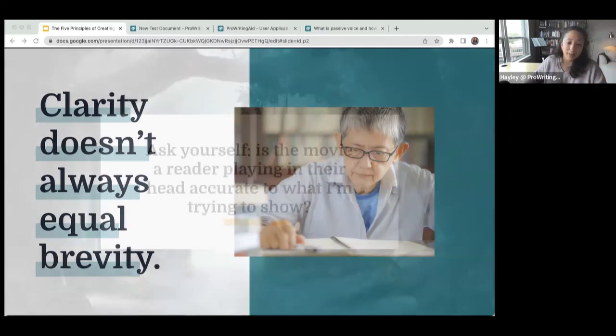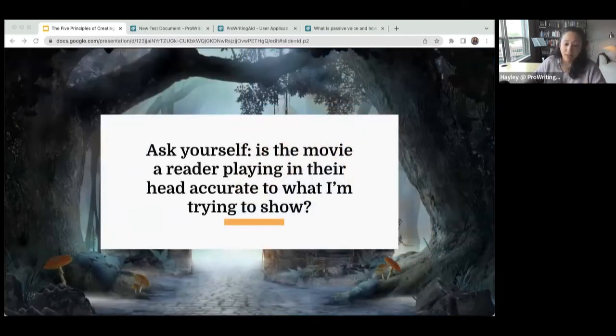And when you're thinking about specificity, it is very challenging. But one of the things you can do if you're fixing this yourself is ask yourself after reading a passage, is the movie a reader is playing in their head accurate to what I'm trying to show? And ask yourself, could a reader be playing a different movie than the movie I intend, right? So if you're using words like some, that'll probably tell you that the reader could be playing a completely different movie than the movie you're trying to show. So this is the best way to think about how to make your sentence as effective as possible.